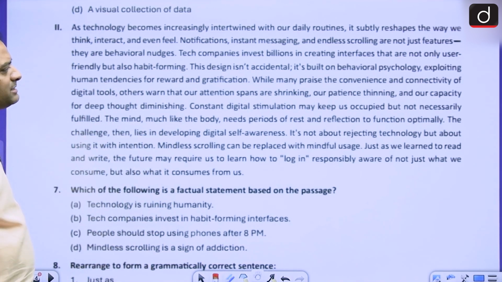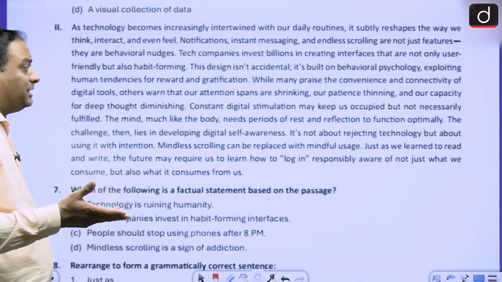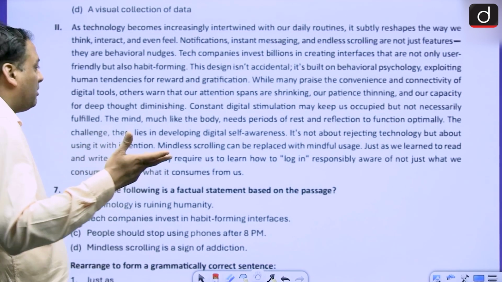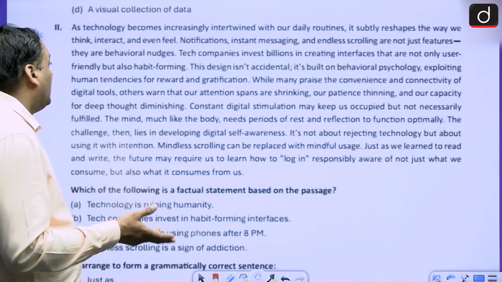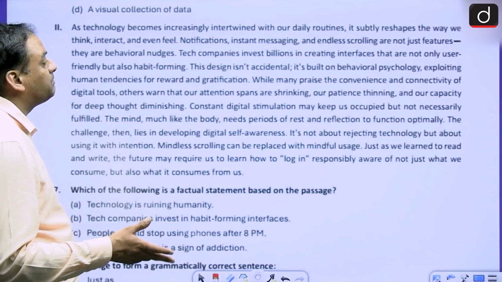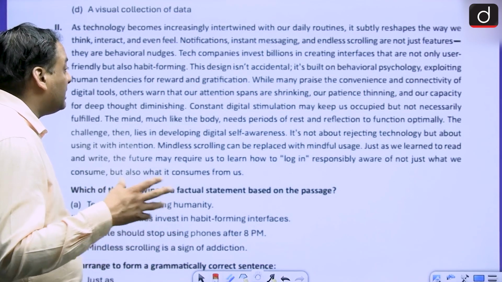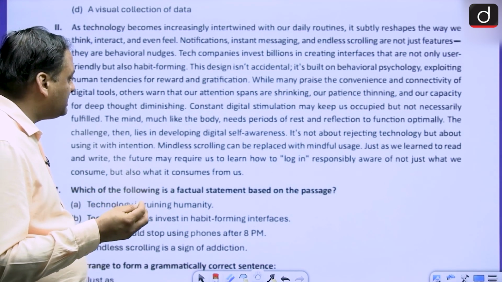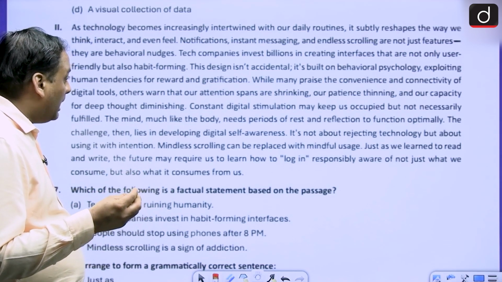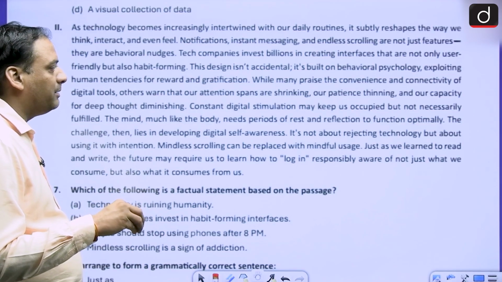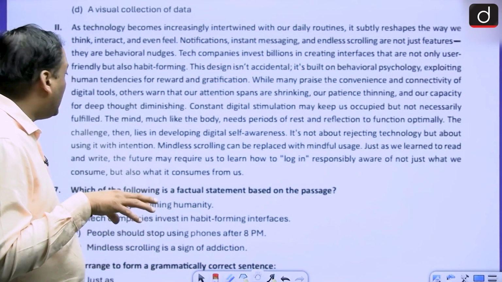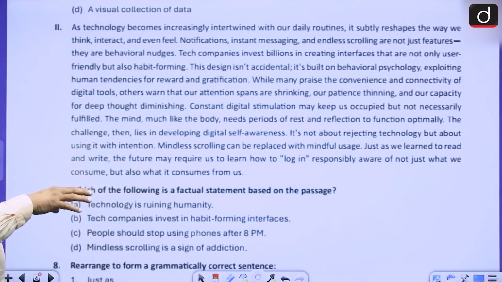While many praise the convenience and connectivity of digital tools, people appreciate this convenience and connectivity. We have a lot of connectivity, so they are very good things. Others warn that our attention spans are shrinking. But others are giving the warning. What type of warnings are there? Our thinking is contracting, our patience thinning, our capacity for deep thought diminishing.